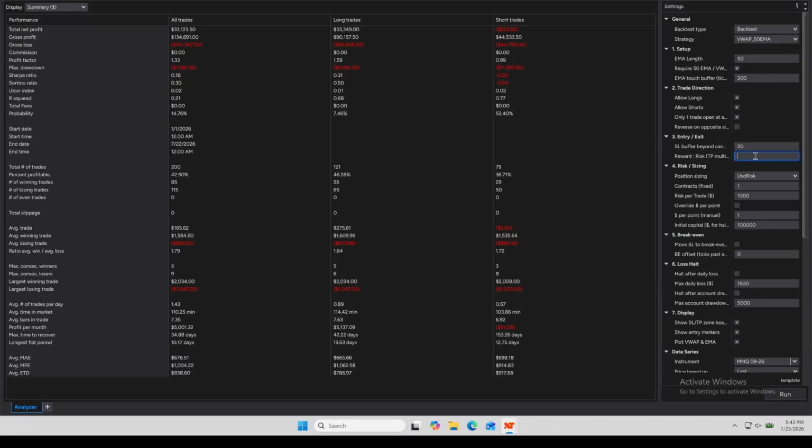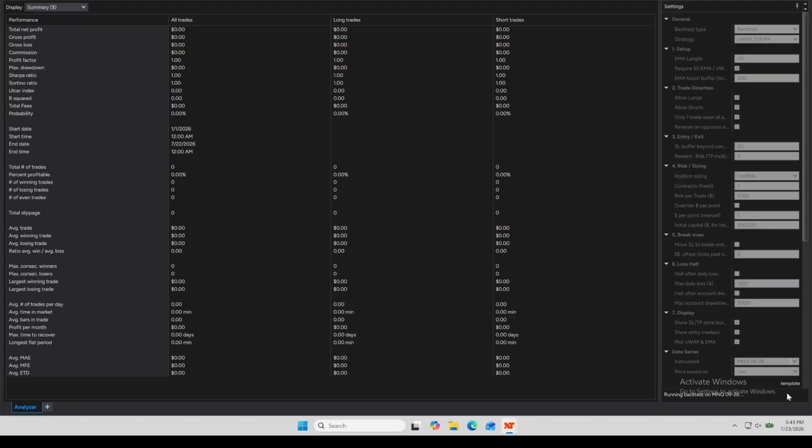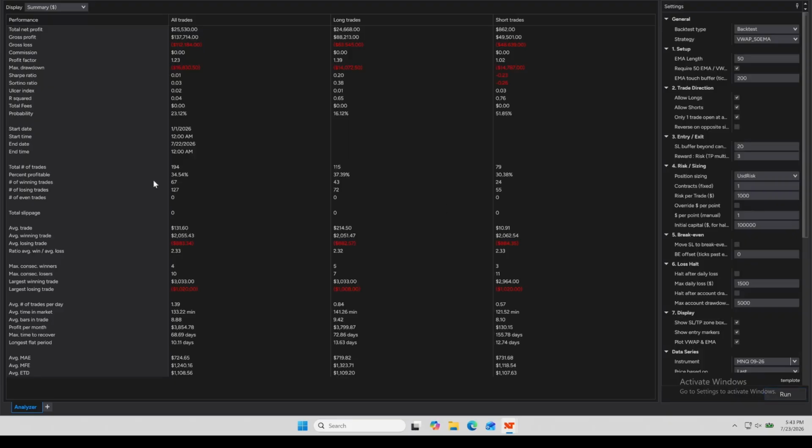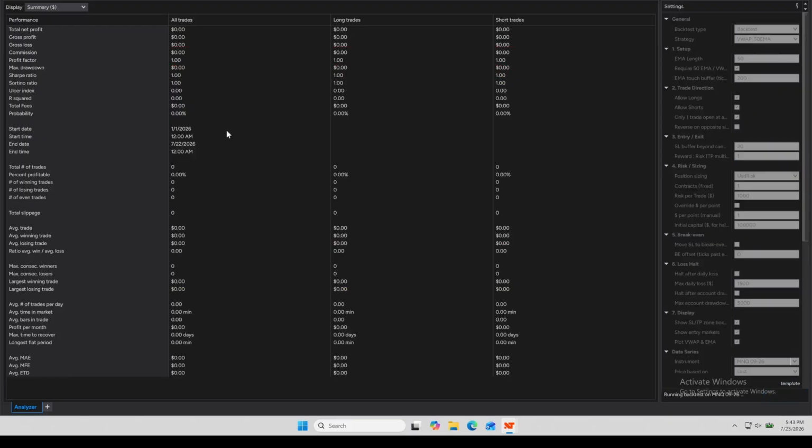I have it at 2 at the moment. You can do 1.5. That will most likely bring this down. Oh, it's about the same. If we do, let's say, a 3, because this trend happens a lot, the win rate is not that good here with the 3. If you want to see a higher win rate, you can just do a 1, for example.